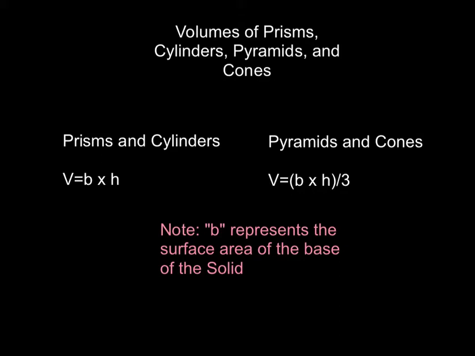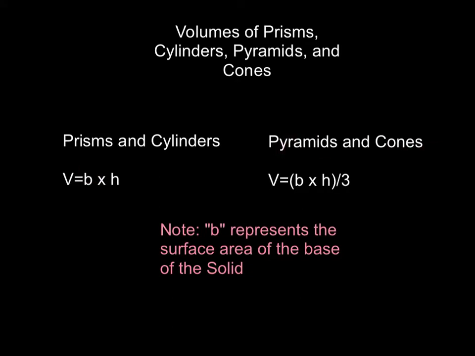Okay? So the formula for prisms and cylinders is volume equals the base times the height. Now it's important to make a note here that the B in this base represents the surface area of the base of the solid. If you're thinking of the base of a triangle, that's a line. When you have a triangle, the base is going to be a straight line. But in this case, we're talking about the whole surface area of the entire base of the solid. We'll talk about what that looks like in just a second. But just make a note that it is in square units.